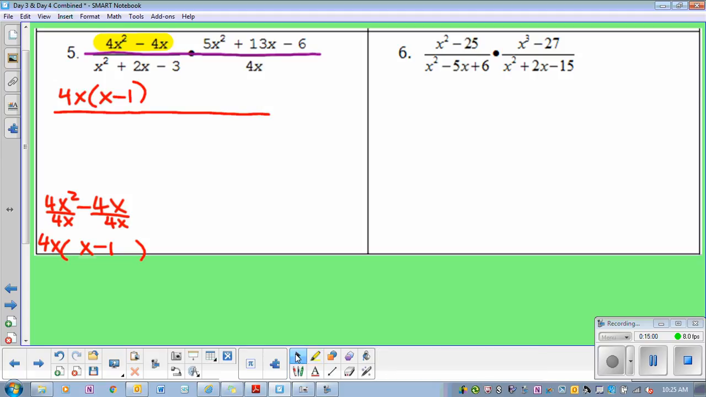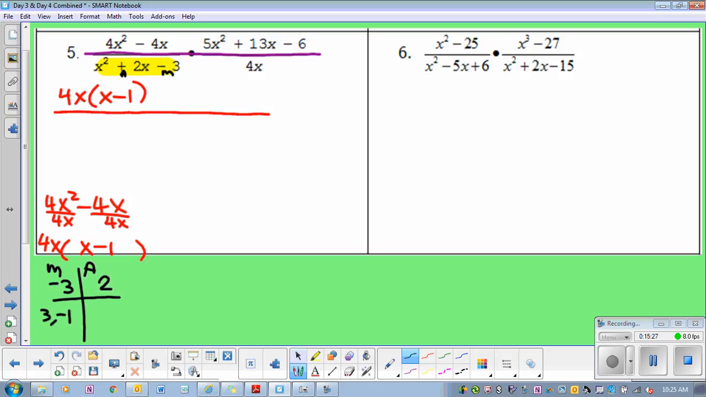You know what? I'll do Abner's way, and then I'll go down to this one this time. Okay? This is just a plain old x squared, right? Two numbers that multiply to give me -3 and add to give me a +2. What are they? 3 and -1. X plus 3, x minus 1.